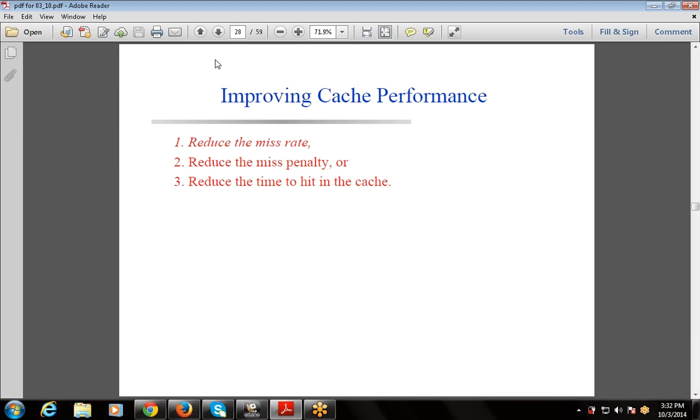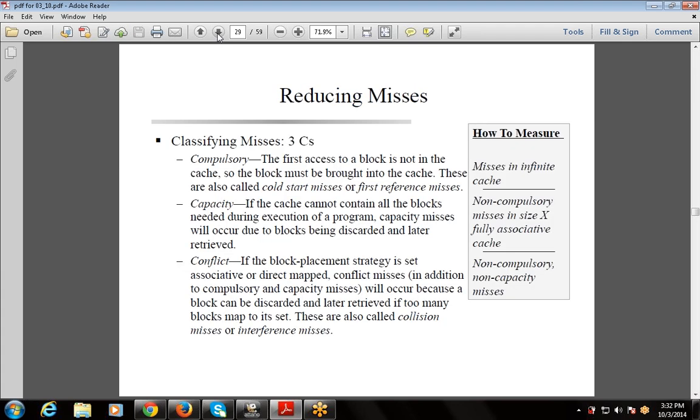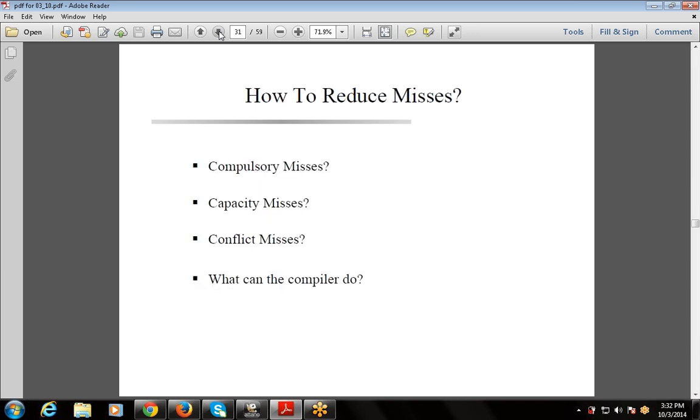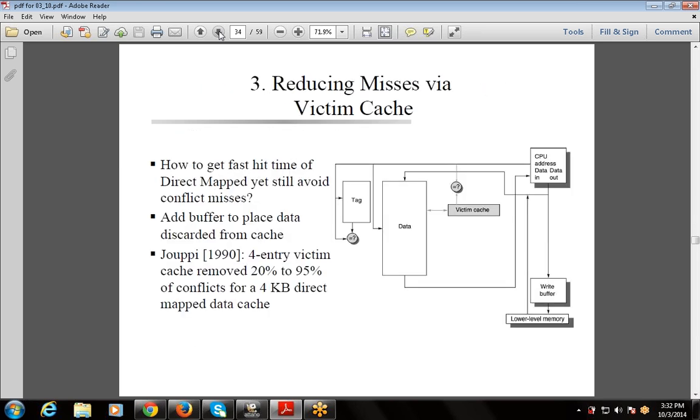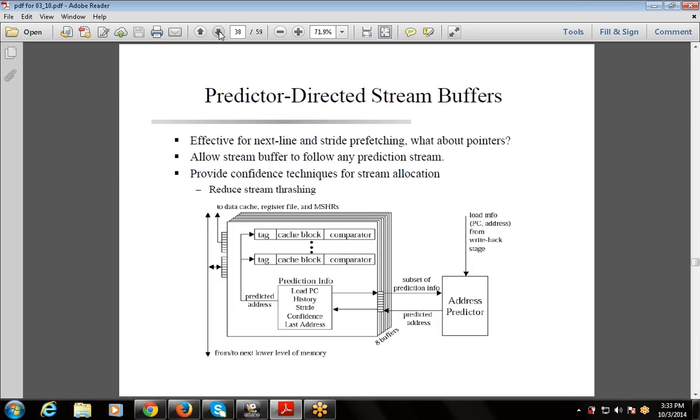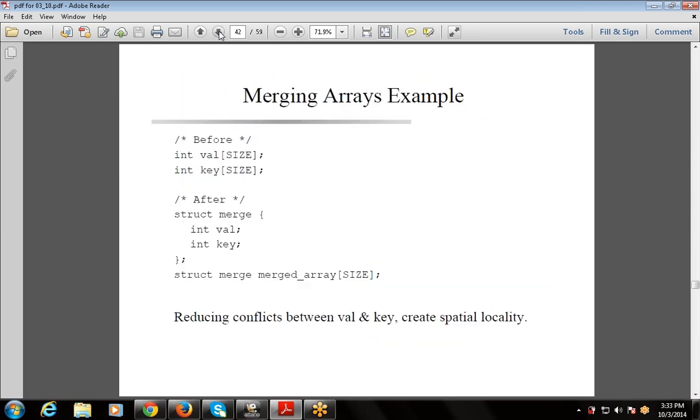Then we studied three techniques to improve cache performance, that is, either by reducing the miss rate, reducing the miss penalty, or reducing the time to hit in the cache. For reducing the misses, we need to know the three kinds of misses: compulsory, capacity, and conflict. These are the three misses. Then how to reduce the misses? These are the techniques used to reduce the misses.